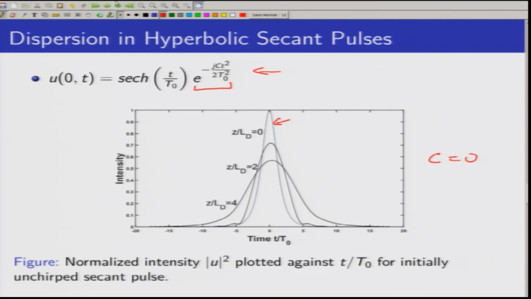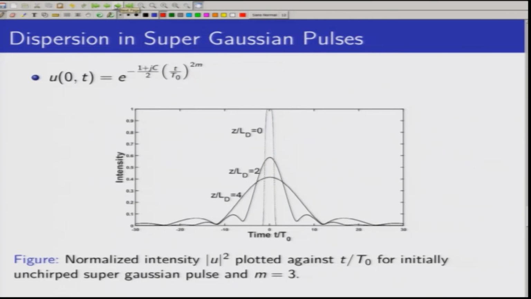Now, in fact, to make the pulses even steeper, we will take the case of dispersion in super Gaussian pulses, whose incident equation is given by this factor, where C is again the chirp parameter and T0 is the pulse width. It is similar to the Gaussian pulse equation, but we have another factor m here. So, the pulse looks like this. This is the case for m equal to 3, and again initially unchirped super Gaussian pulses.